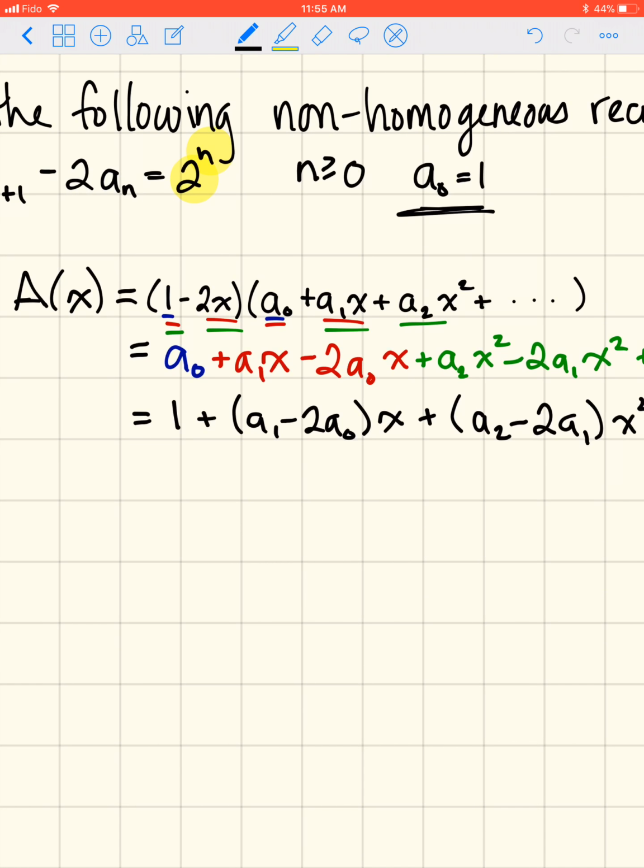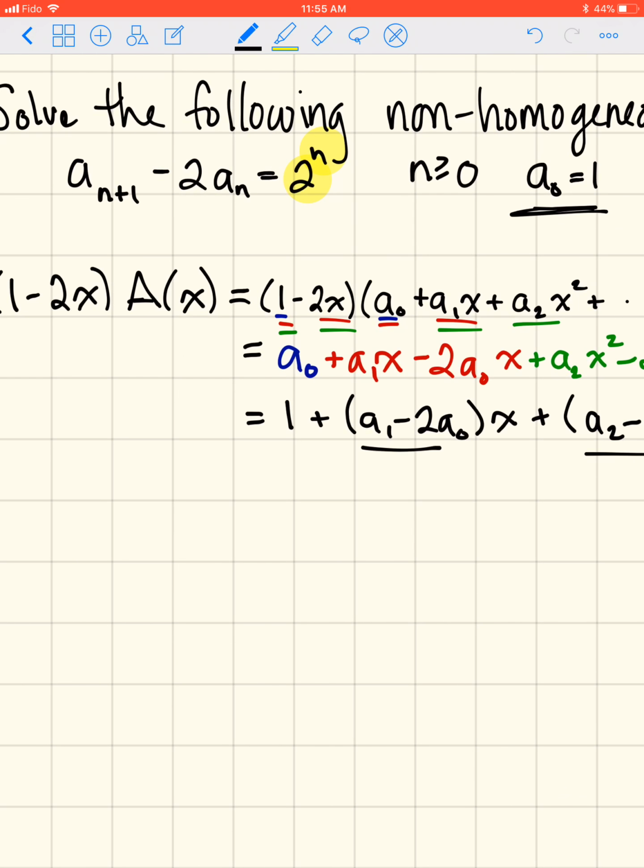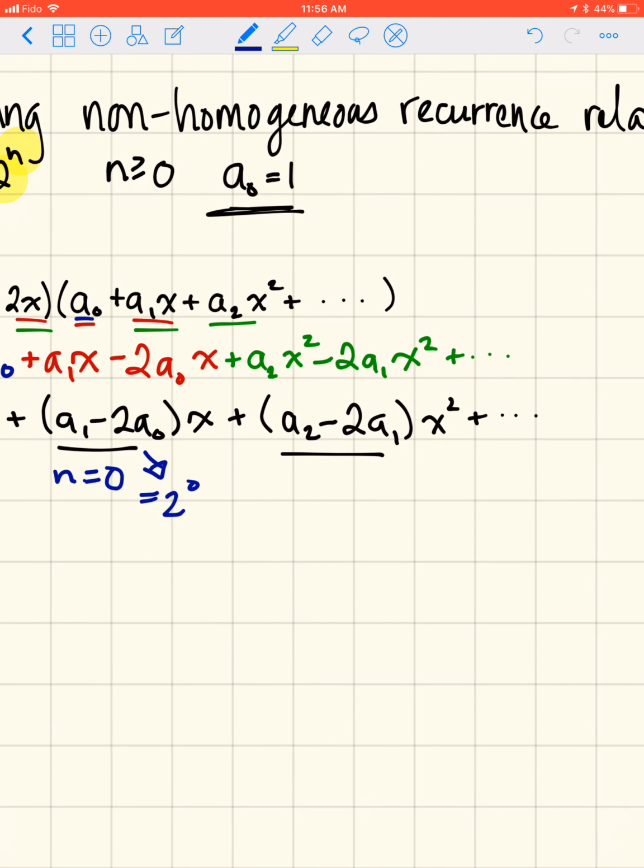Remember that highlighted part we had up at the top? These are all of the same form of a sub something minus 2a sub the thing before. So we can use our equation up here. Here we have a1 minus 2a0, so n equals 0. So we know that this expression in the brackets is going to be equal to 2 to the 0. Here we have that n is 1, so we know this expression is going to be equal to 2 to the 1.